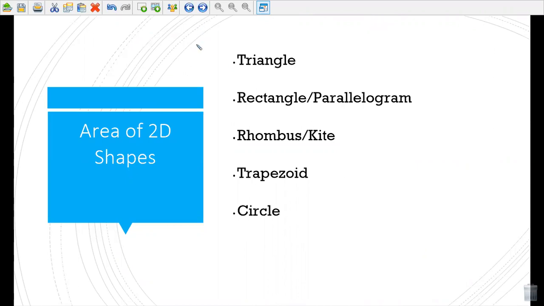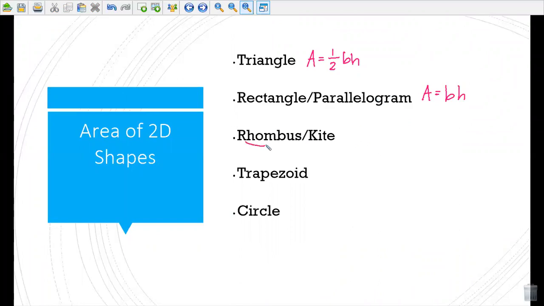All right, to find the area of a triangle, hopefully we remember this. It's 1/2 base times height. A rectangle or a parallelogram is length times width, or base times height. Same thing, it just depends on how you look at it. Okay, your rhombus and kite.